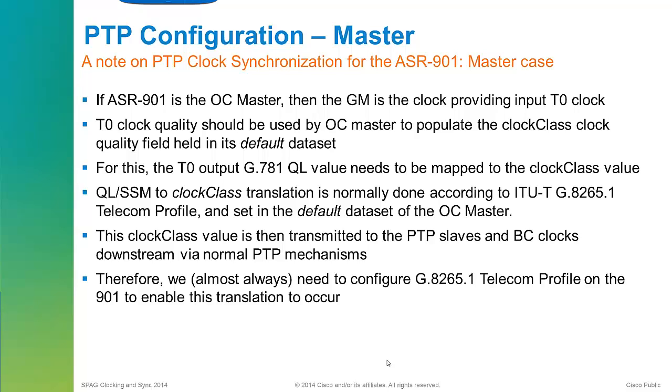It's for this reason, for this mapping, that the 901 most normally needs to be configured with telecom profile. In about 95% of the scenarios I've seen of the 901 being used, telecom profile is configured for both slave and master. But if it's not doing what you want, then perhaps you might try it without it. But it's really this translation that is the most important factor.